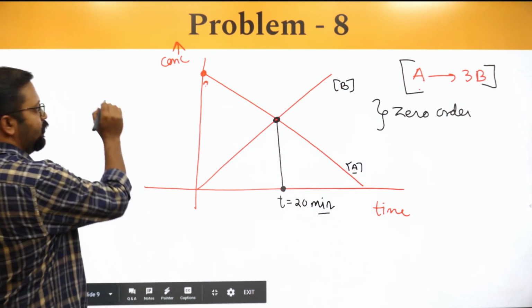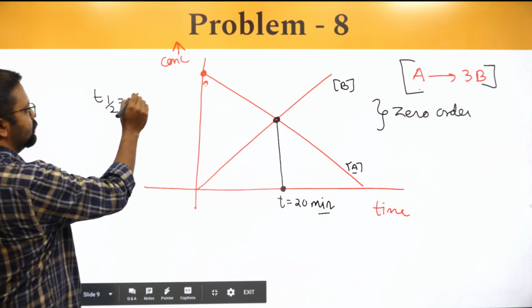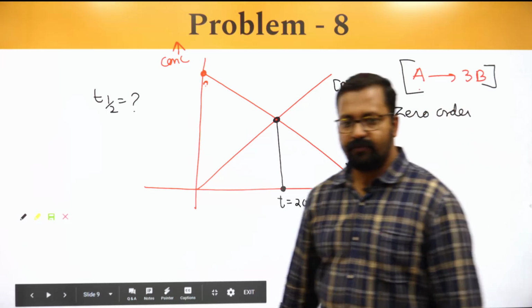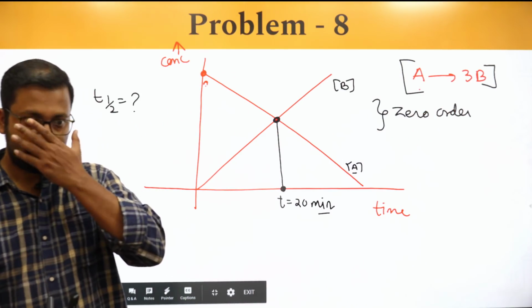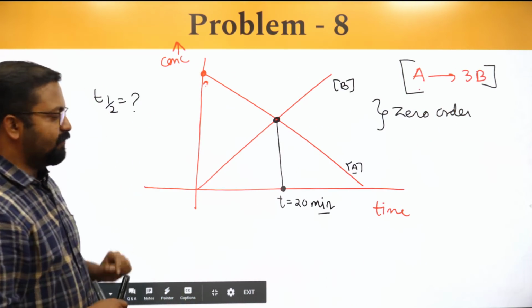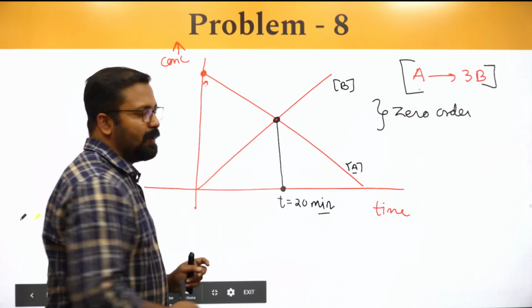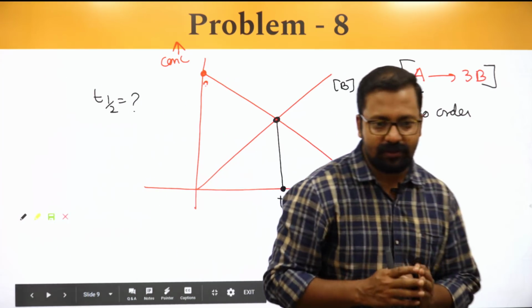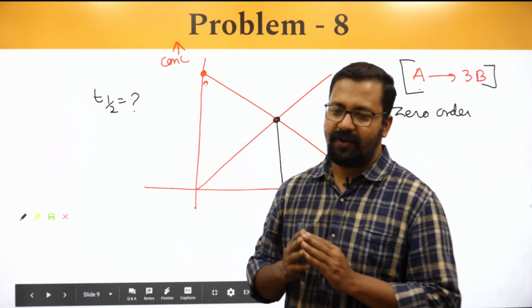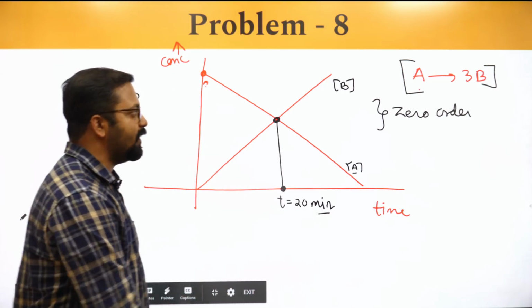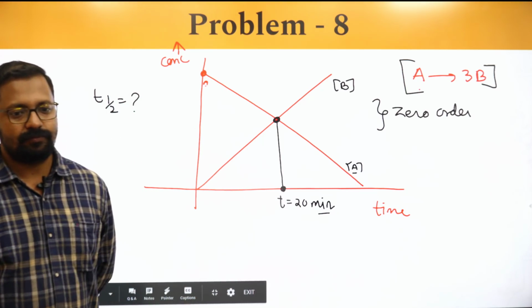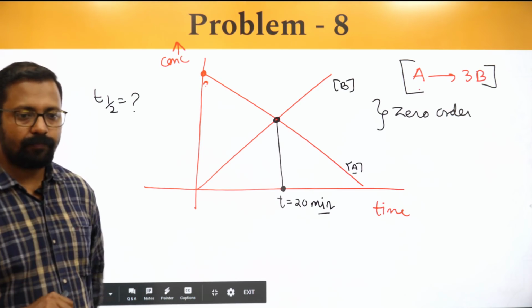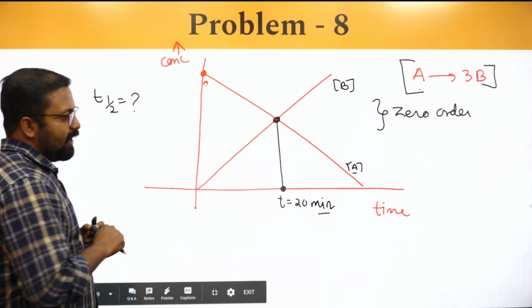Can you tell me what is the value of T half? This is a very simple question. Try it. I'm giving you a minute's time to solve the question. 5 minutes is not the answer. A changes to 3B. You have to calculate T half.